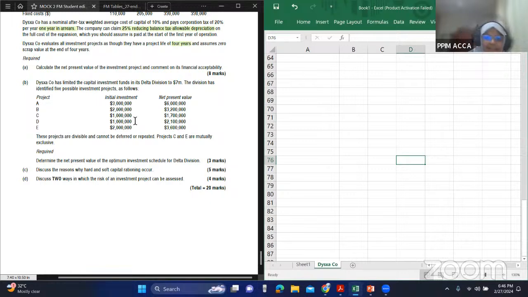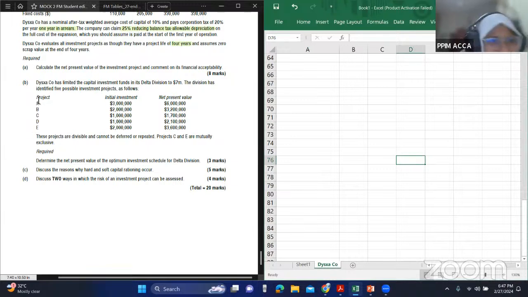Now, what they're trying to say is, in this Delta division, we have given them like a quota. 7 million is their quota. Whatever investment they do in this Delta division, they have to do within 7 million. Now, there is a term we use for this. We call it capital rationing, meaning we are only giving them a fixed fund. We are not going to give them unlimited funds. So what are they saying? Using this 7 million, we have to decide what is the best investment for us to go for.